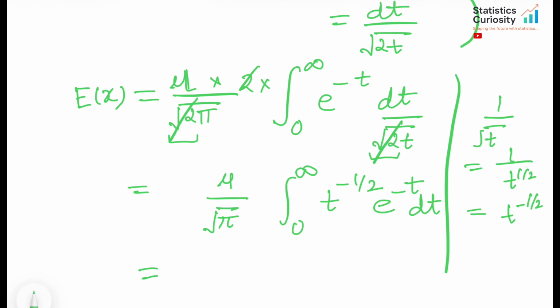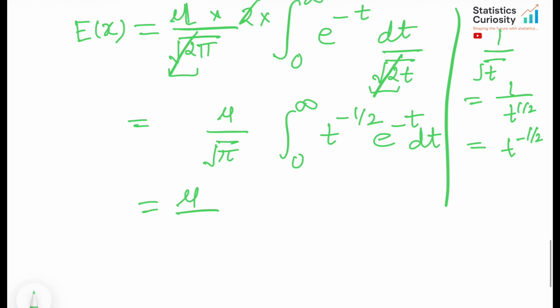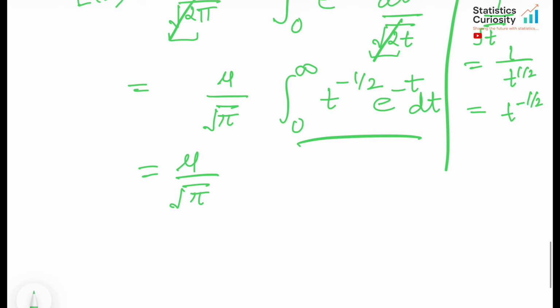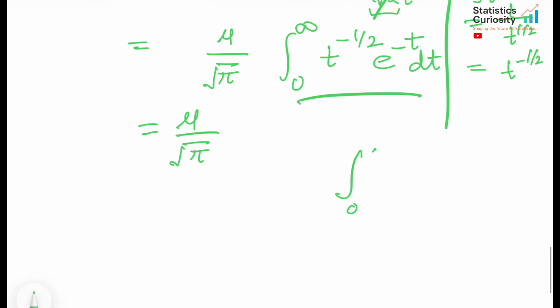Now this function, the integral from 0 to infinity of t raised to the power minus 1 by 2 e raised to the power minus t dt, is actually a gamma function. So what is the gamma function? From 0 to infinity, the integral of x raised to the power alpha minus 1 e raised to the power minus beta x dx is actually gamma alpha divided by beta raised to the power alpha.